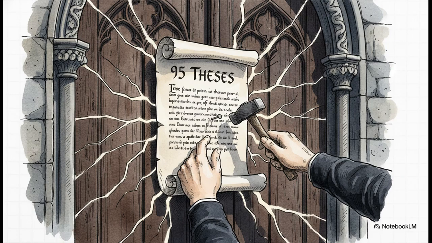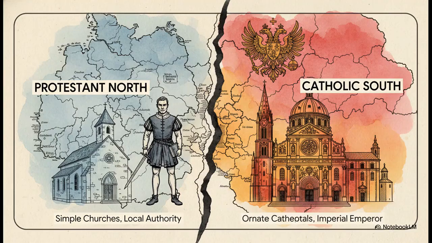It gave all these German princes who were sick of being told what to do by the emperor and the pope the perfect excuse to break away. And this map really shows you the split. The empire basically cracked right down the middle, along religious lines. The north and east went Protestant, while the south and west mostly stayed Catholic. And this wasn't just about how you prayed on Sunday. We're talking about political loyalty, about taxes, about power. This religious divide set the stage for a truly devastating conflict.